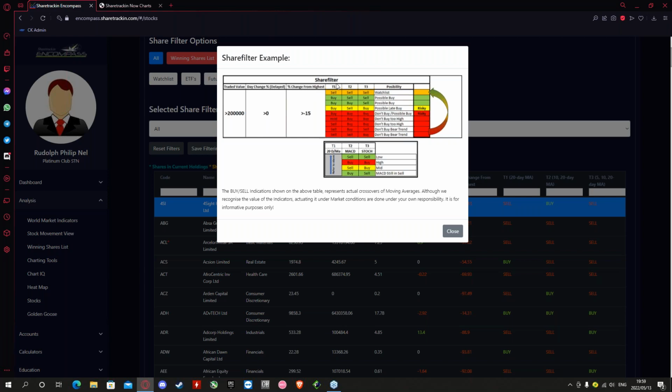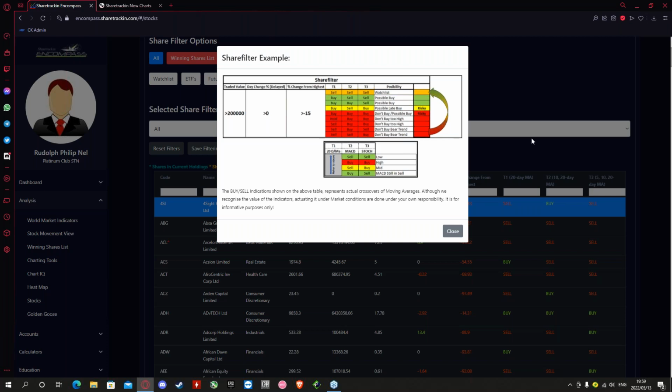And then also with your T values, T1, T2, and T3, each of them works with a moving average. T1 would be a 20-day moving average, T2 would be a 10-day moving average, and T3 would be a 5-day moving average. And that basically works with crossovers on the charting, which we will quickly go through to show exactly how those moving averages work. So that's got nothing to do with any stochastic or RSIs or MACDs or any other indicators. It's mainly moving averages which these are being calculated on.